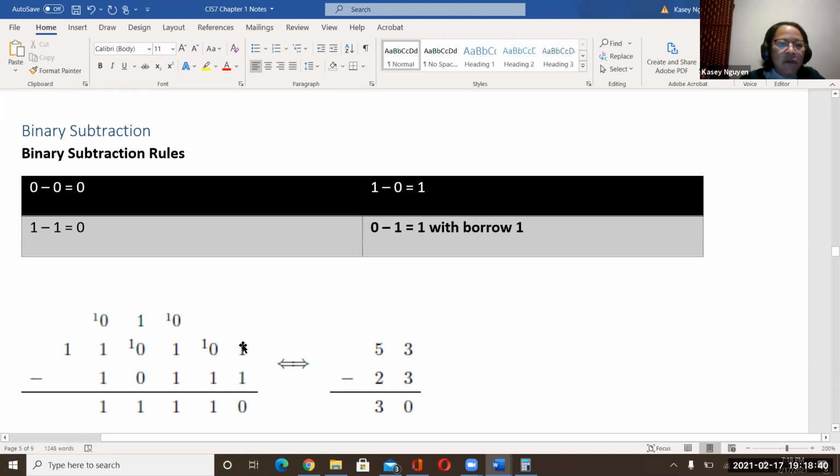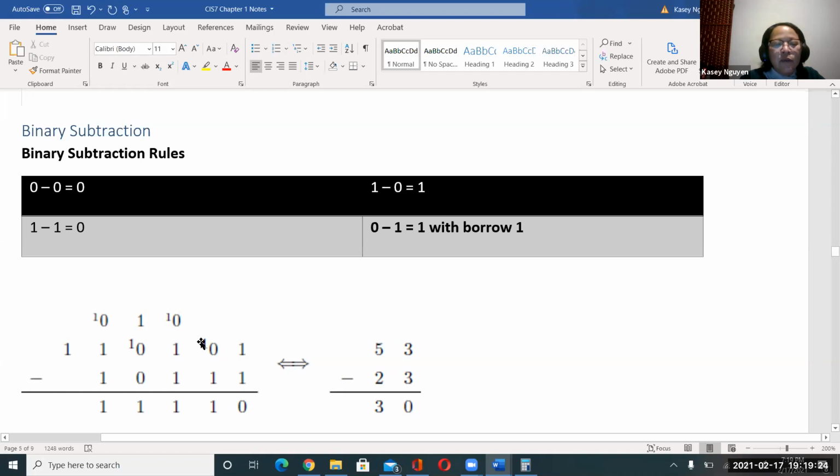And so we're going to start from the right. A 1 minus a 1, that's a 0. Easy. So put a 0. 0 subtract a 1, we have a 1 with a borrow. We borrow 1. Then you take that 1 and subtract the 0, which gives you a 1. Oh, they put a 0 right here. 1 subtract a 1 is a 0. 0 subtract a 1 is a 1 with a borrow 1. Yeah, putting the 0 there is confusing.